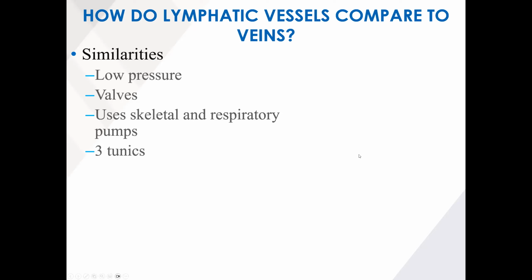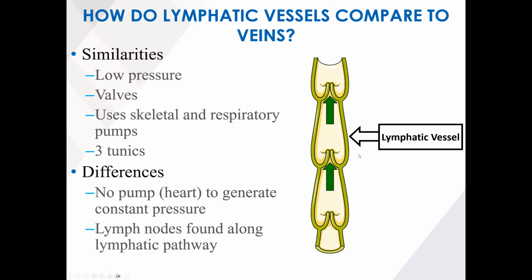So differences would be veins get to benefit from the high pressure of the heart, right? So the veins are going to have that heart to help move blood, whereas the lymphatic system doesn't have that benefit. And then the lymph nodes are going to be found in the lymphatic pathway, but we're not going to have lymph nodes in our veins, right? All right. So what are the two lymphatic ducts and what drains to them? Or rather, what are the two lymphatic ducts and which one does more work?